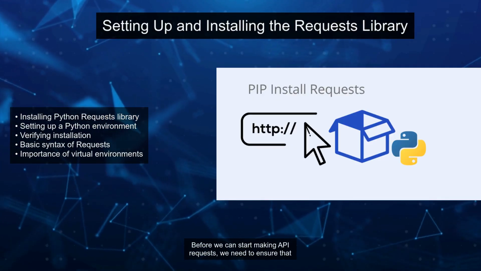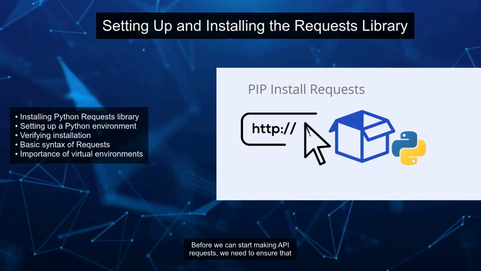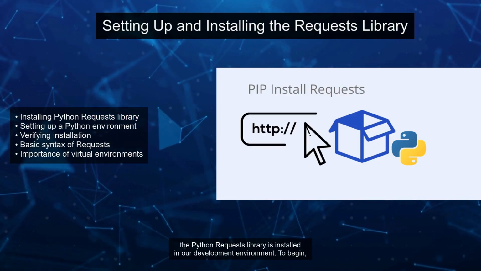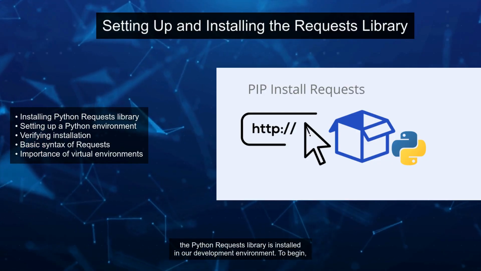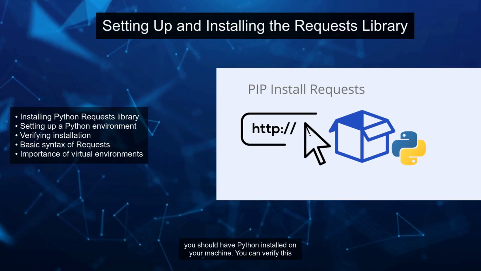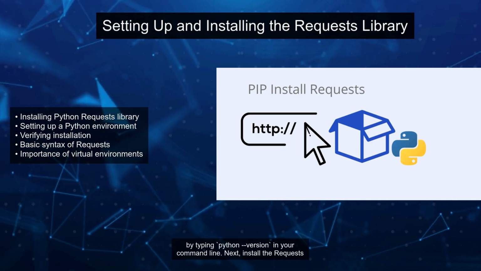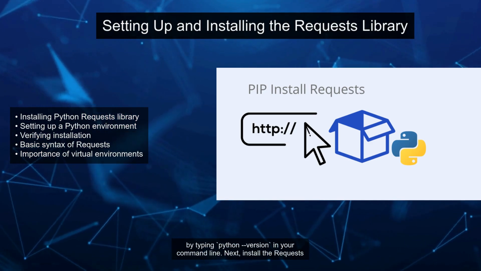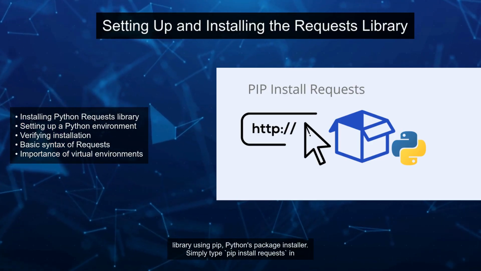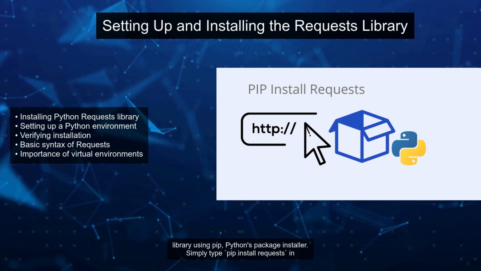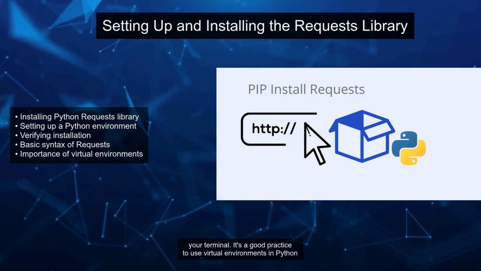Before we can start making API requests, we need to ensure that the Python requests library is installed in our development environment. To begin, you should have Python installed on your machine. You can verify this by typing python --version in your command line. Next, install the requests library using pip, Python's package installer. Simply type pip install requests in your terminal.